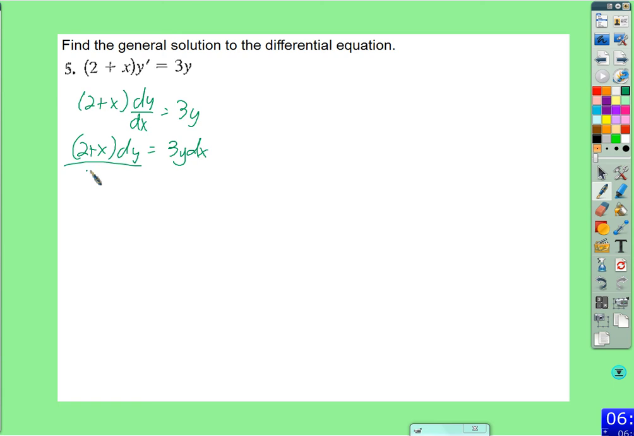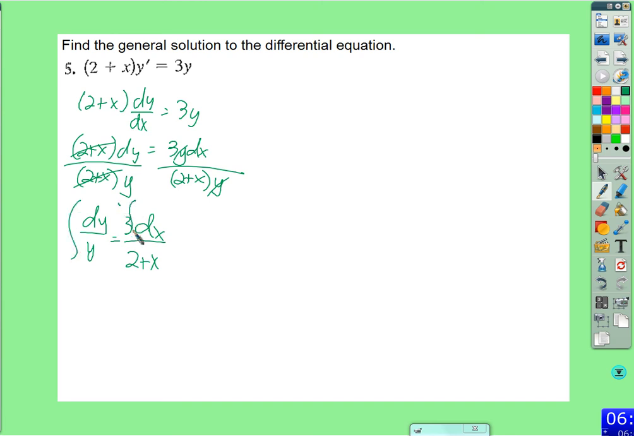Divide by 2 plus x. And how about also divide by y? So this y cancels 2 plus x. Right? So you get dy over y equals 3dx over 2 plus x. Now, if you have the 3 here, then you divide by 3 on the left. It's not impossible to have it here, but it's a lot easier to have it where we have it. Constant multiple. Good. Natural log of the absolute value of y.